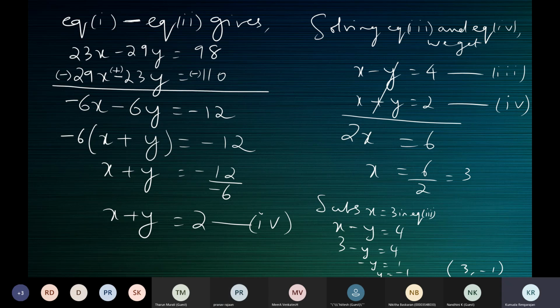Ma'am, if we cancel x, it will be 2y is equal to 6 now. If we cancel y, it will be only 1y. Because if you want to cancel x, if x and x have the same signs, x and x is 2x. You cannot cancel x and x. Okay, ma'am. X and x is 2x, right?